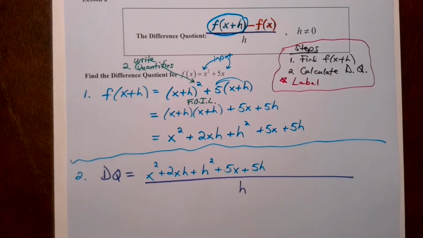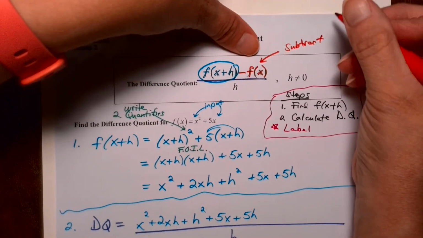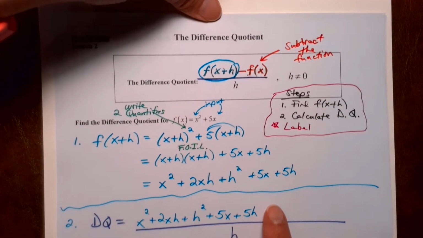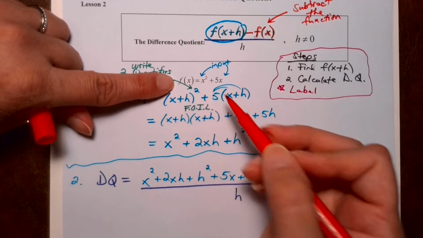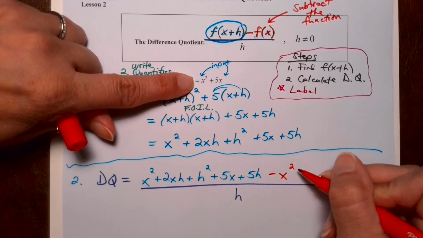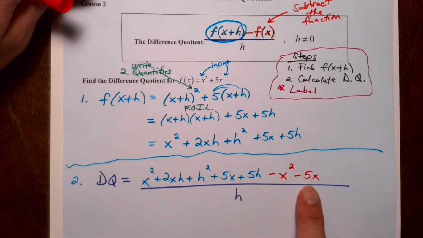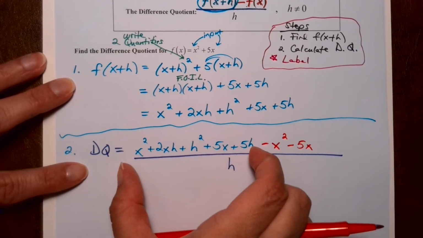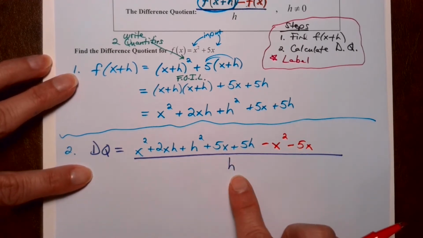Then we have to subtract the function. So I have to subtract f of x. Here's f of x, and I have to subtract all of its terms. Everything has to get subtracted. I have to subtract the x squared, and I have to subtract the 5x. You subtract all of its terms, minus, minus. So this is the setup for the difference quotient. Good thing we found this before, because this was a lot of work. We subtract the function, and we have to say over h.